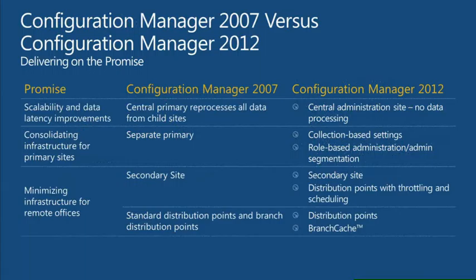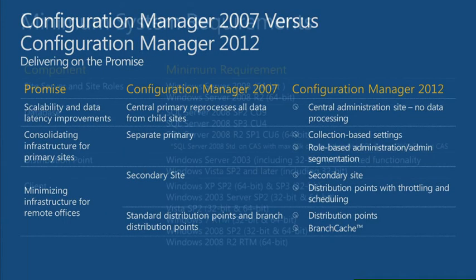Okay, we're out of time, so I won't cover this, but here's just some quick little details on ways to reduce, delivering on the promise of reducing infrastructure between ConfigMan 2007, where you would implement multiple primary sites and secondary sites and why, and then ConfigMan 2012, how we're reducing some of those requirements for you. So you have this for reference material.